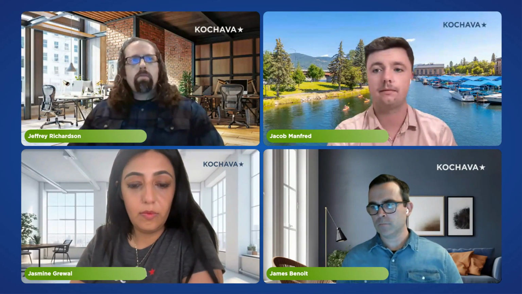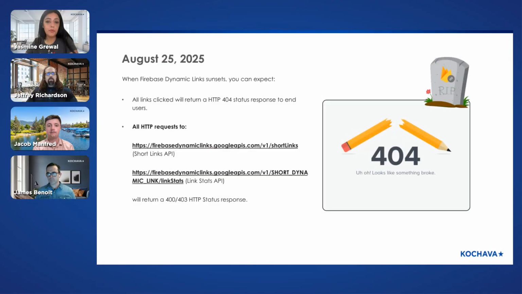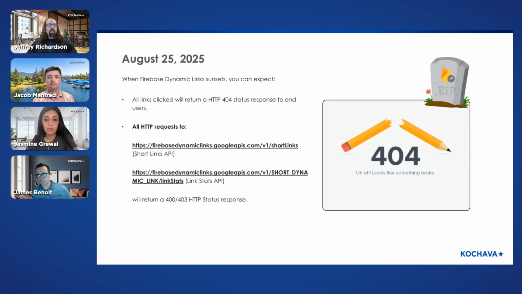So if you're still on FDL and April 25th rolls around, Google has stated very clearly what will happen on that date. This is just pulled from their site. Obviously, any sort of deep linking instances are going to break customer experience. It'll just get a 404, not the broken pencil here. That's just an image example.